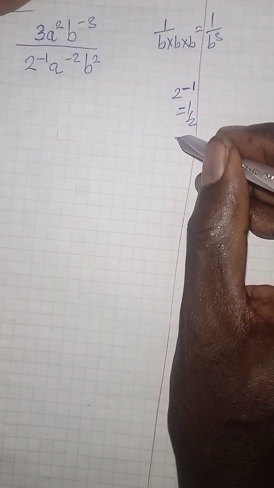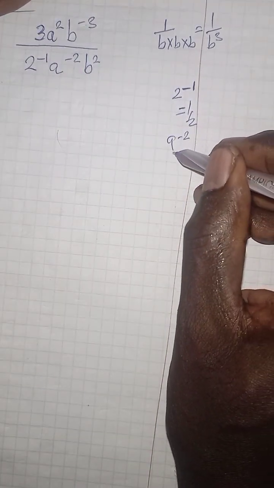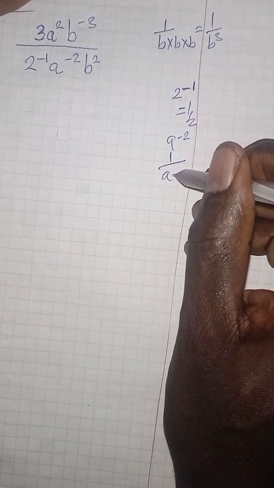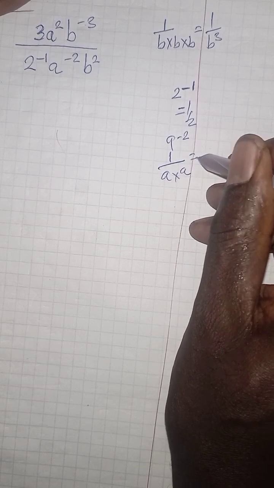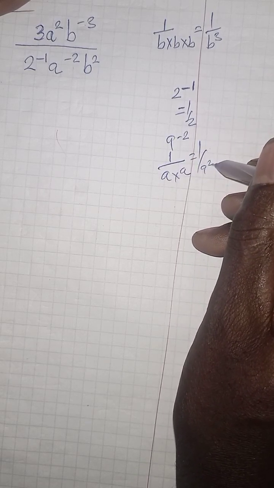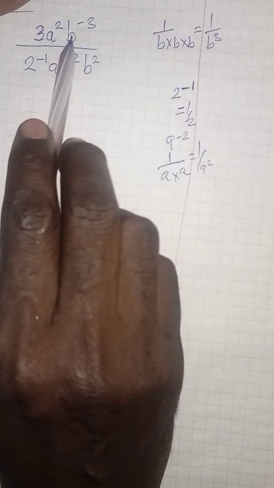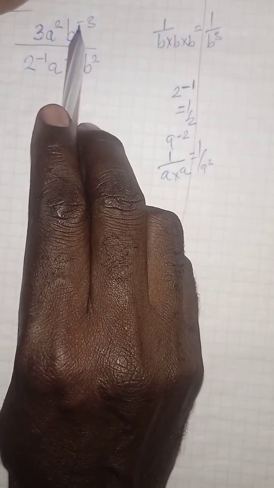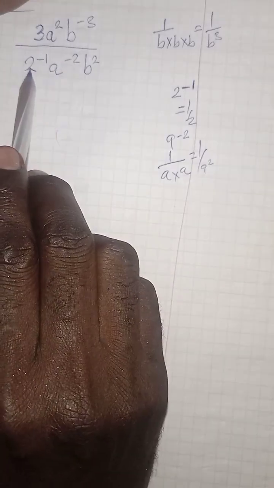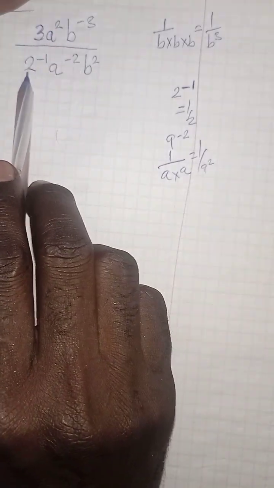A raised to the power of negative 2 can be written as 1 over a multiplied by a, or simply 1 over a squared. Now, what it means is we can take this b cubed down. This, because it's being divided by the numerator, you can take it up. This, you can also take it up. They become positive. These two, if you take them up, they become positive.